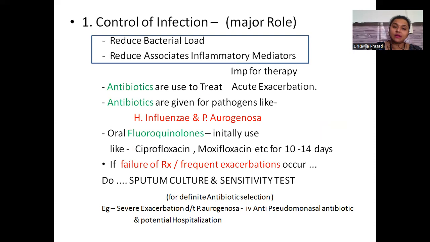Antibiotics are used to treat acute exacerbations. Antibiotics are given for pathogens like H. influenzae or S. pneumoniae. Oral fluoroquinolones are initially used, like ciprofloxacin and moxifloxacin, for 10 to 14 days. If failure or frequent exacerbation occurs, do sputum culture and sensitivity tests, and then a definite antibiotic selection. For example, in severe exacerbation, IV antipseudomonal antibiotics and potential hospitalization are needed.